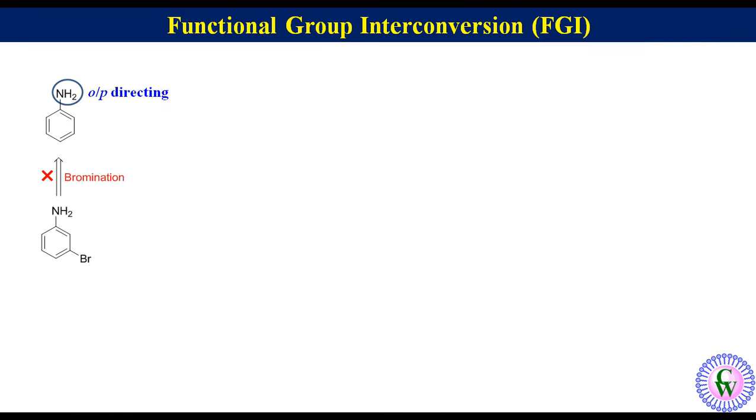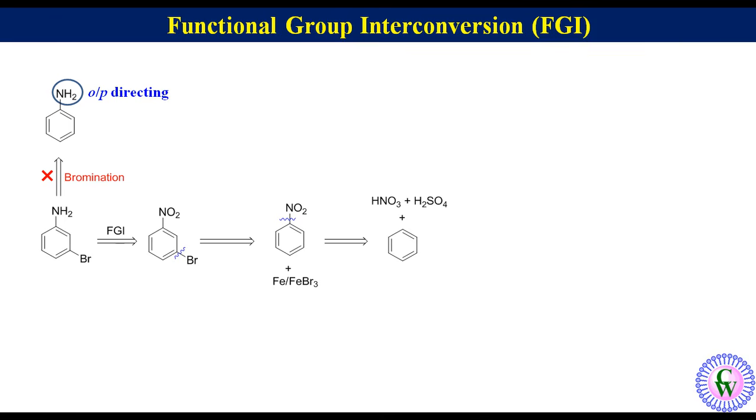But if we do functional group interconversion of amino to nitro group to get 3-bromonitrobenzene, the disconnection of C-Br bond is quite possible because we can get 3-bromonitrobenzene by the bromination of nitrobenzene using Br2 FeBr3. Further, we can disconnect this C-N bond because we can get nitrobenzene by the nitration of benzene with nitrating mixture. Thus, we can start the synthesis of this compound from benzene.